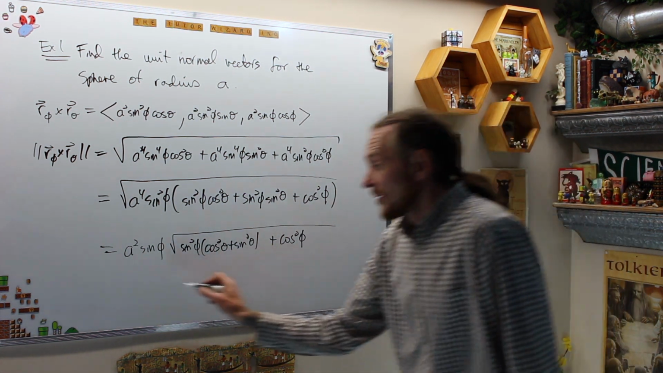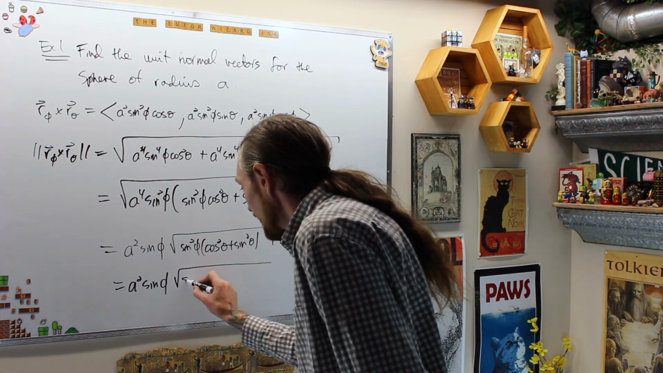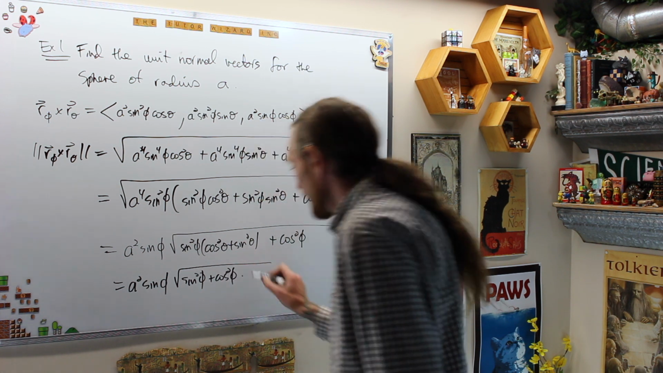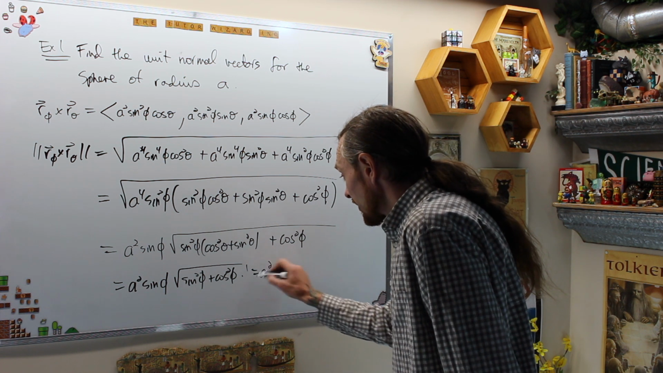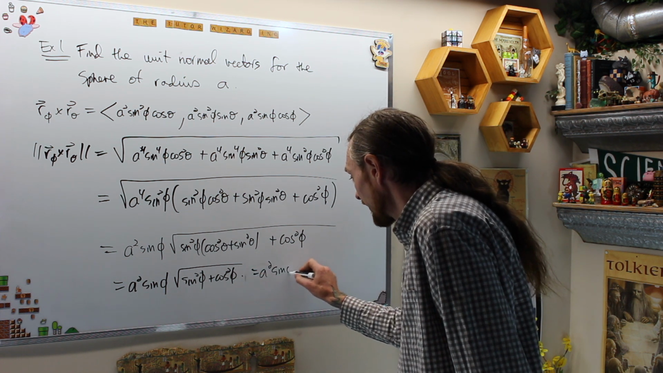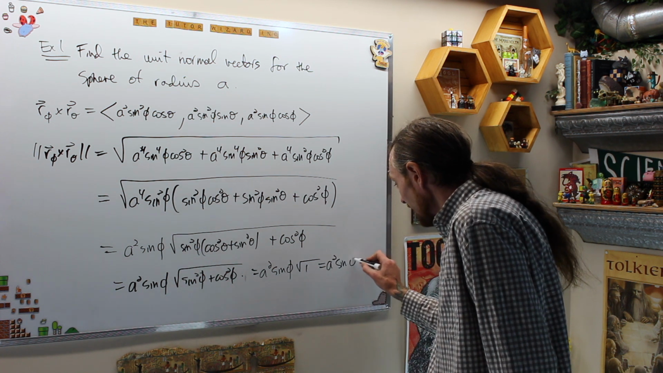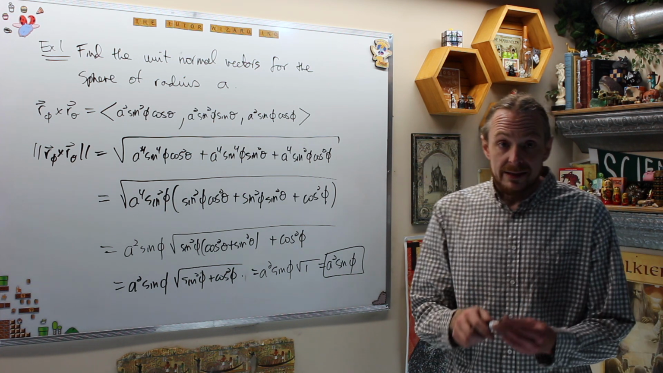This is 1, so that gives me a squared sine phi times the square root of sine squared phi plus cos squared phi, which is also 1, so that gives me a squared sine phi times the square root of 1, which is a squared sine phi. This is the norm. Now we're going to divide by that and simplify and see what we get.